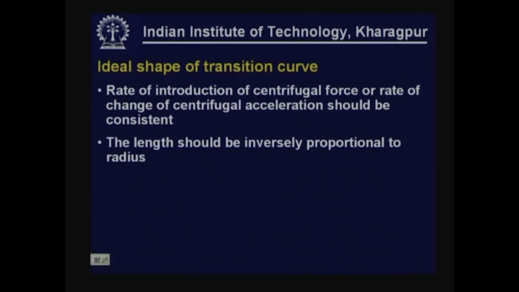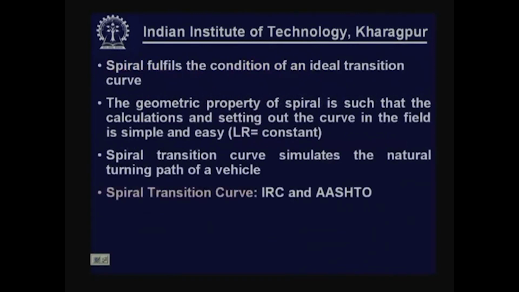Now, one can clearly see that it is only the spiral curve which fulfills the condition of an ideal transition curve, because radius is inversely proportional to length, or length is inversely proportional to radius. Therefore, the rate of introduction of centrifugal force or rate of change of centrifugal acceleration will be consistent for a spiral, which is the requirement for an ideal transition curve.